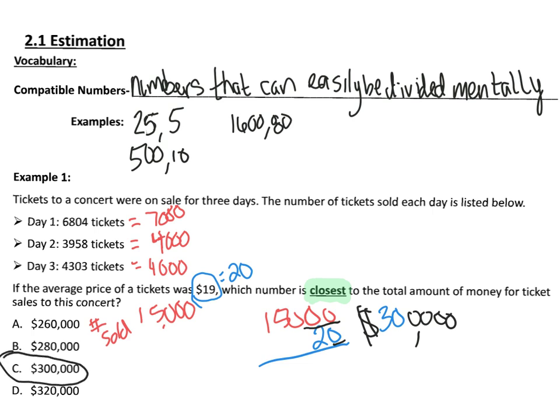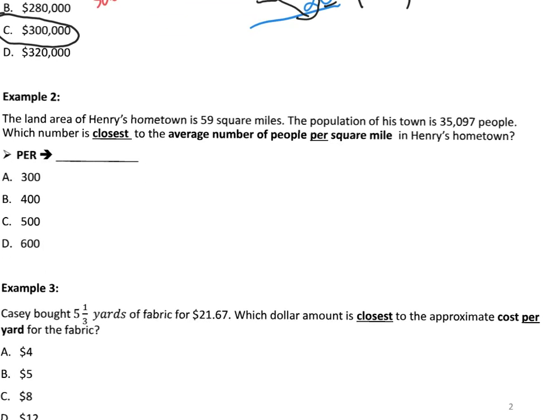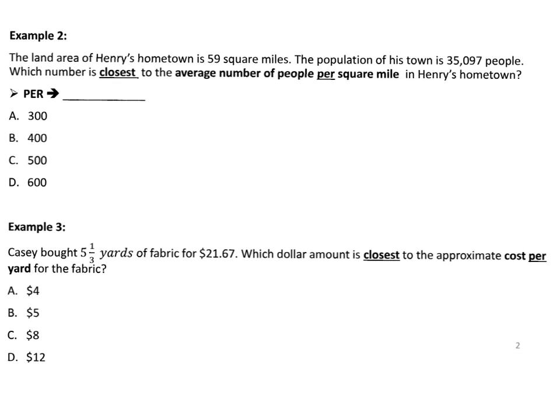So again, we're rounding these numbers to things that we could easily mentally divide or multiply. So again, I just looked at 15 and 2, said that that was 30, and since I had extra zeros, I just added those on. Okay, so let's look at number 2. Take a moment to read that.